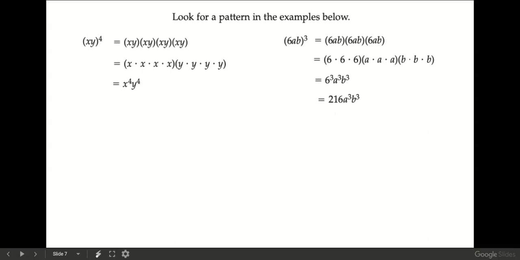If you didn't know that off the top of your head, that's fine. Calculators are really helpful for calculations like that. And that would be my final simplified answer there. 216, a to the third, b to the third.